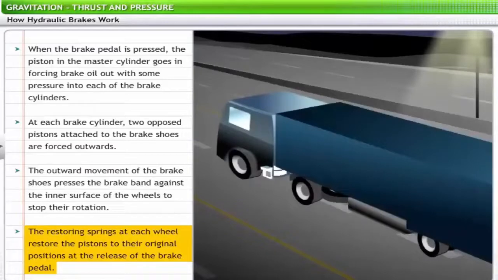Thus, hydraulic brakes in automobiles employ the concept of pressure to enable drivers to stop heavy vehicles by applying a relatively light touch on the brakes.